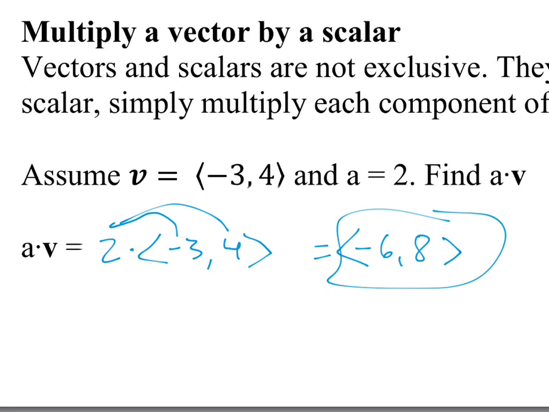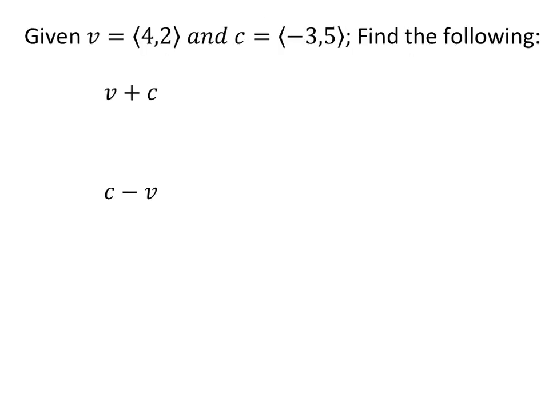So pretty quick individual processes, but if you combine that with some other things that you did from yesterday, such as getting the magnitude, the process can get more complicated. Let's do some examples from your assignment so you can see that. So go to this section here where v is 4, 2 and c is -3, 5. And let's add those vectors together and subtract the vectors.